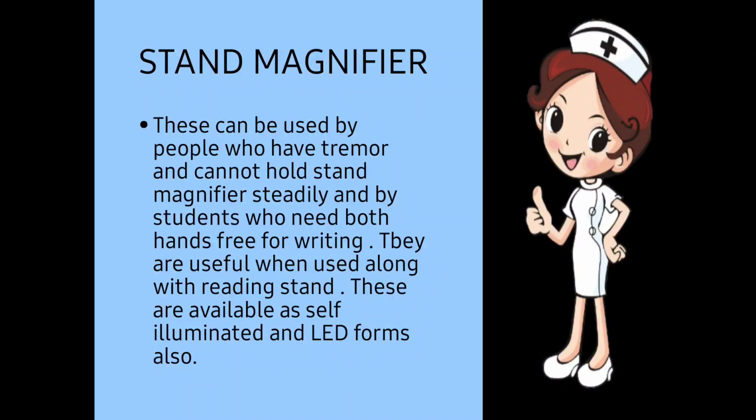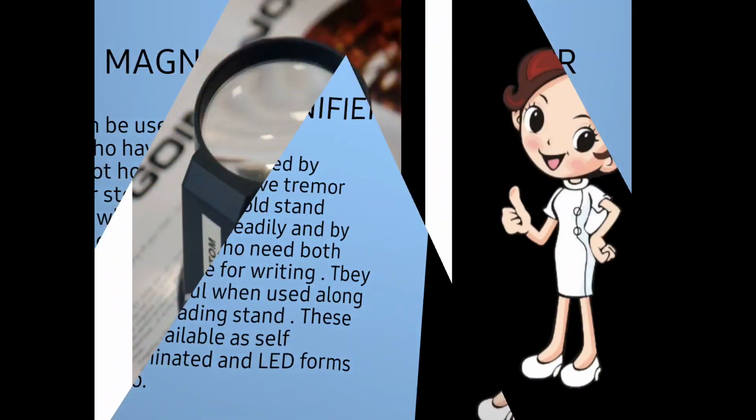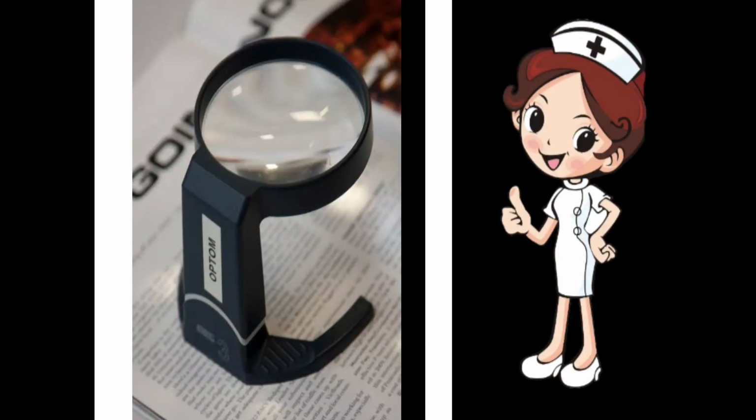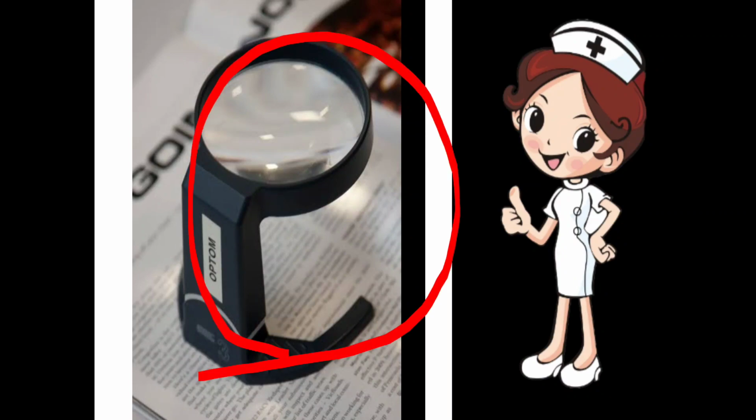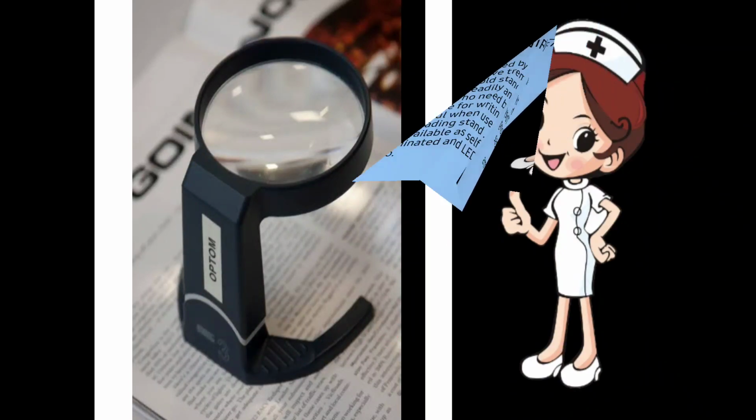Now we are not supposed to use our hand. If we are not supposed to use our hand, then we will use the stand magnifier. The stand is provided with it and we can easily spot the area where we have to read. This one is the stand magnifier. The stand is given and we are not supposed to hold it as in the previous one.